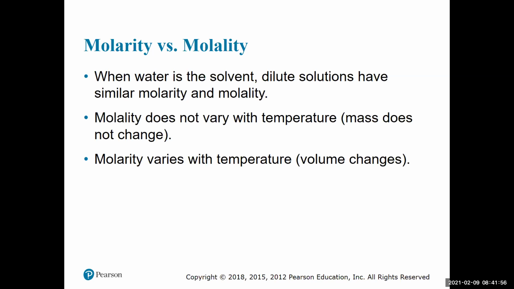Molality, because mass doesn't change, doesn't vary with temperature. Molarity, in theory, can vary with temperature, because as temperatures change, volumes change. But really, unless you're going to kind of extreme temperatures or aggressive temperatures, it really doesn't change that much.